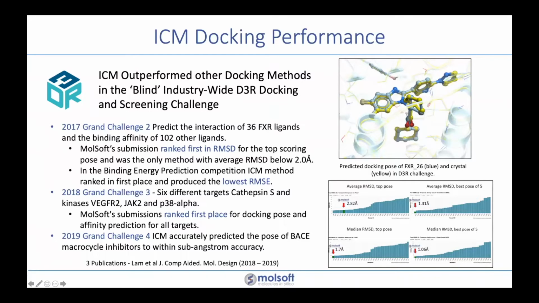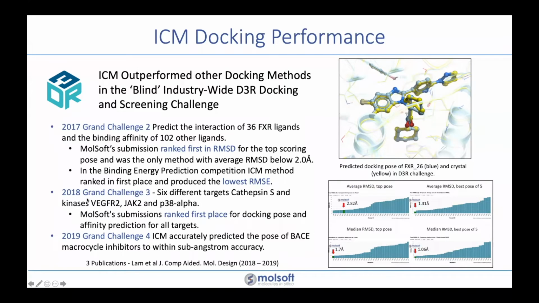In the last 3 years, from 2017 to 2019, each year there was an industry-wide docking challenge called D3R. And in each of the 3 challenges that we competed in, 2, 3, and 4, MolSoft ICM outperformed other methods that were in the competition. In 2017, the prediction was to look at FXR ligands and predict the binding affinity of 102 other ligands. MolSoft's submission ranked first in RMSD in terms of redocking, and it also ranked first in terms of binding energy prediction as well.